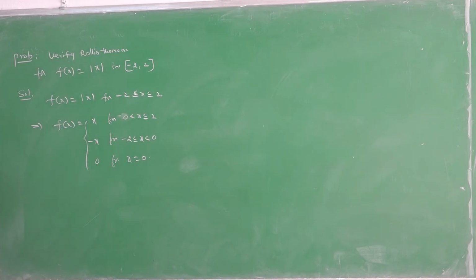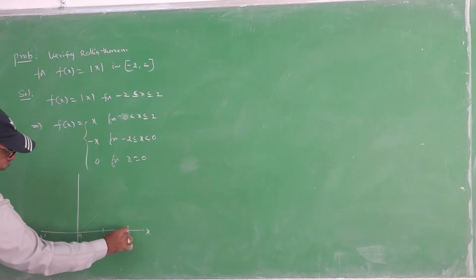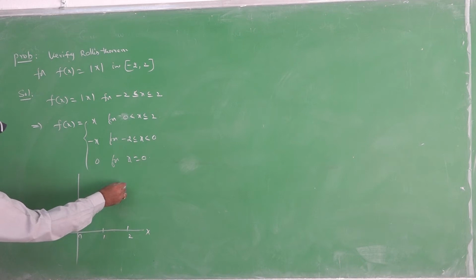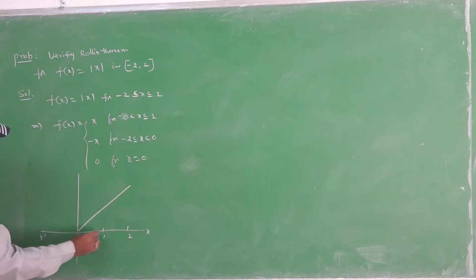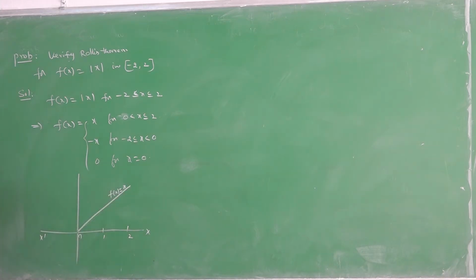Once you draw the graph of this function, it is clear that for x being positive, whenever x lies between 0 and 2, the graph is y equal to x. Y equal to x means like this. This is the line f of x equal to x. Both x and y take the same values, of course. Hence, it is the line y equal to x.